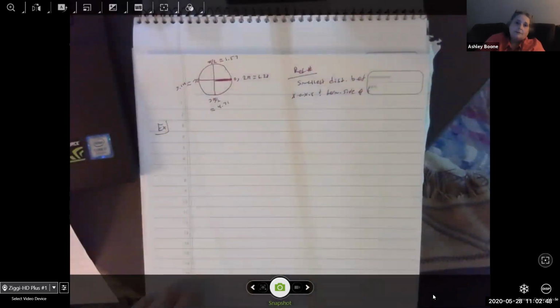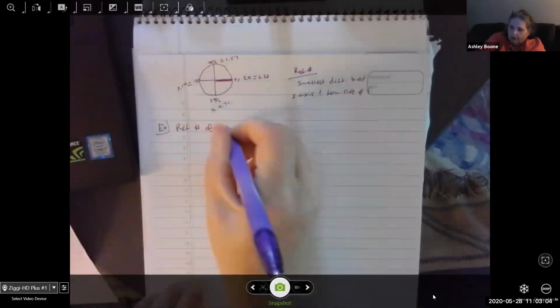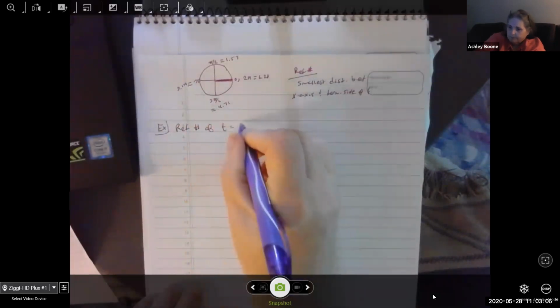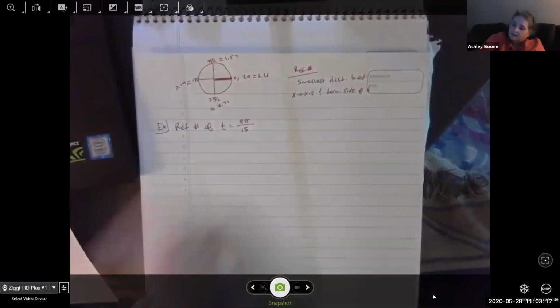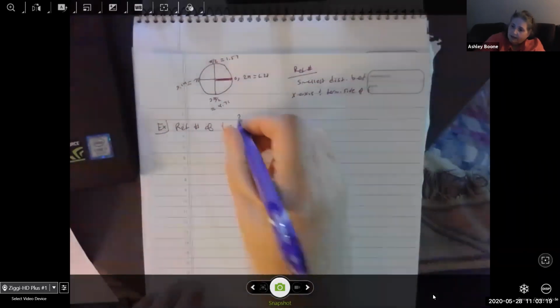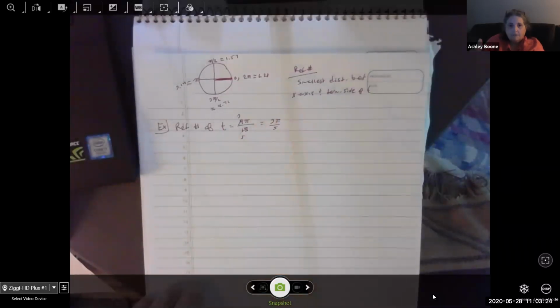We're dealing with distances in t. Lots of times we have pi's involved. Sometimes we'll just have the numbers. So for example, I want to find the reference number of t equals 9 pi over 15. First of all, 9 pi over 15 will simplify. 3 will go into both of these, 3 into 9 three times and into 15 five times. So this is 3 pi over 5, okay?